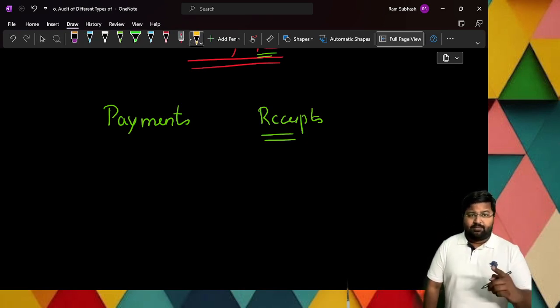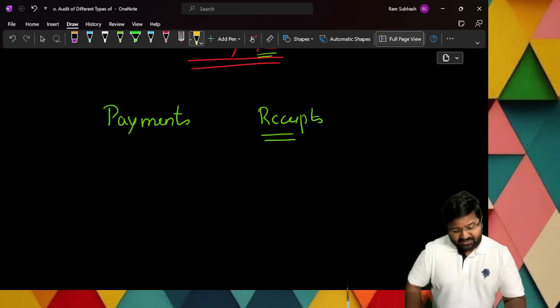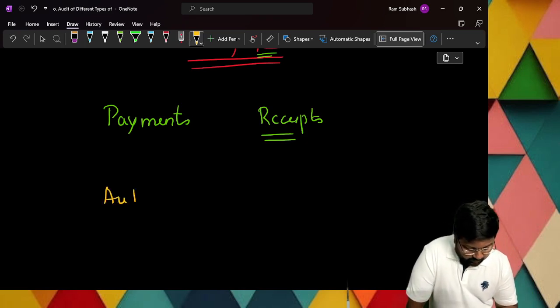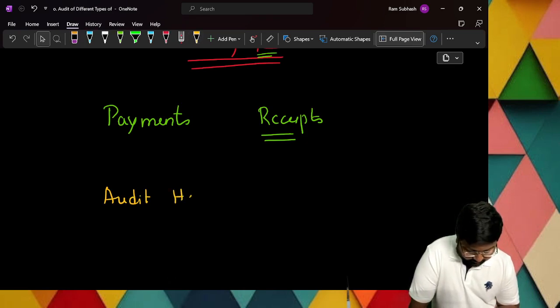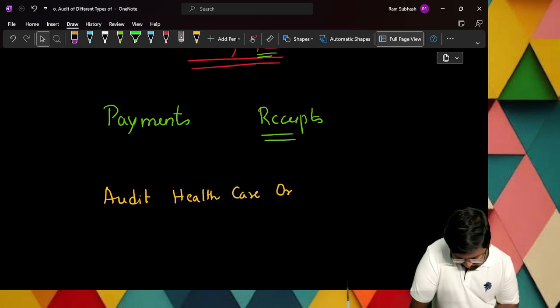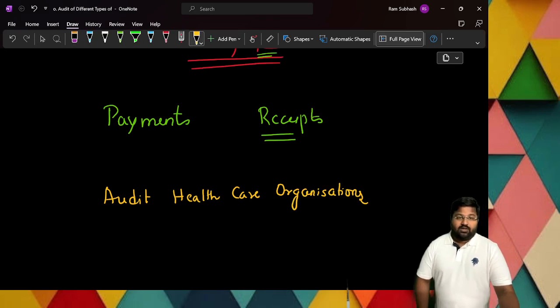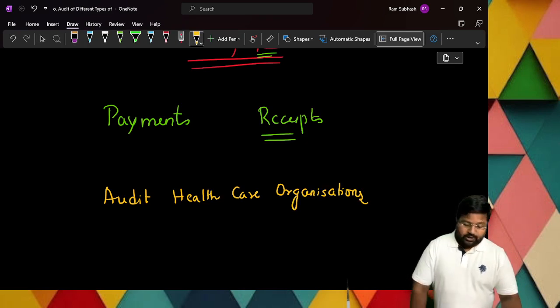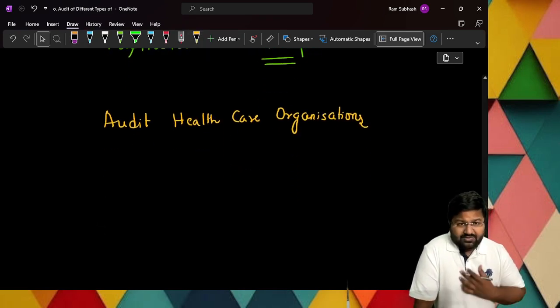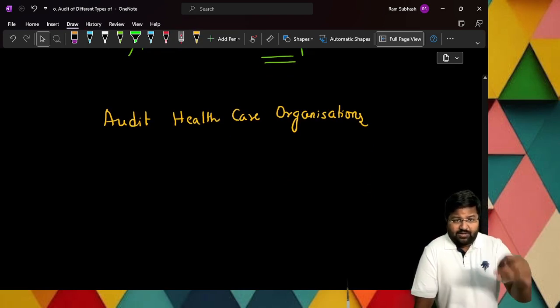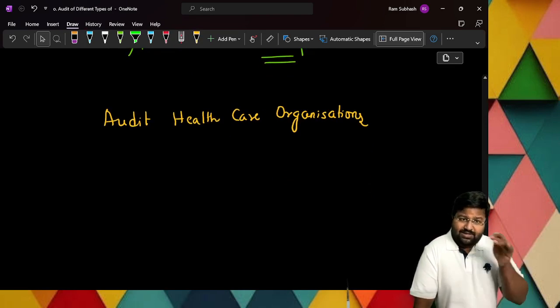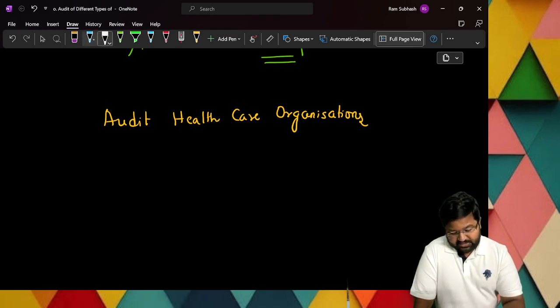So let us have an example. In this session, I will deal with the audit of healthcare organizations, which is nothing but hospitals. What I have said to you now, you should visualize that you are at that point and you should feel it. So now let us deal with this case with an example.